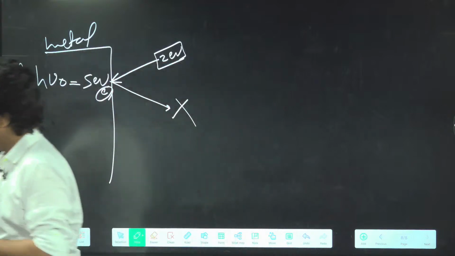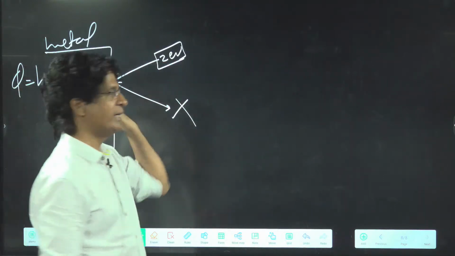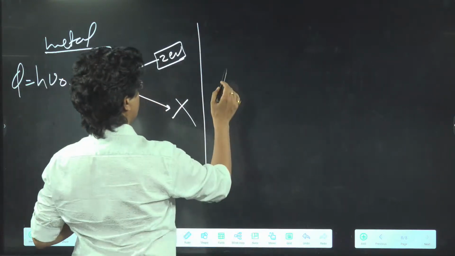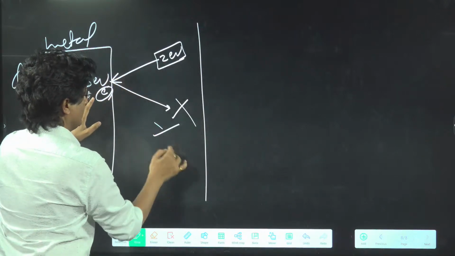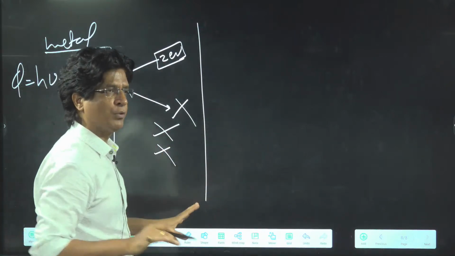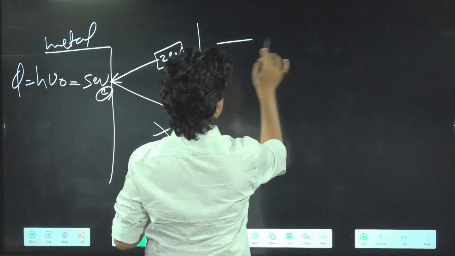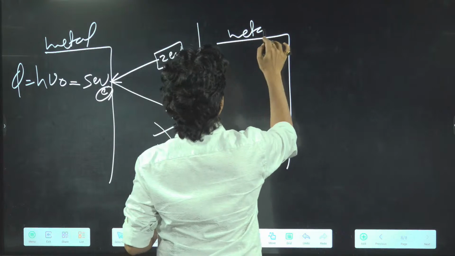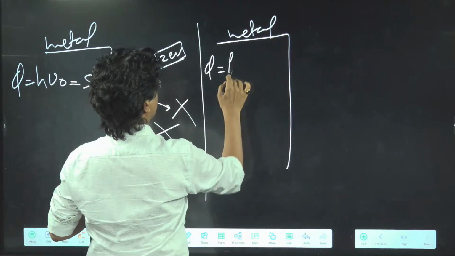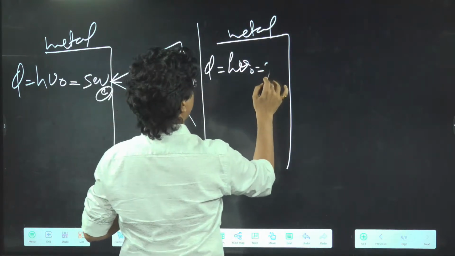Yes or no? That's good. That's really good. So over here, he said the electron is never ever going to come out. You keep waiting for infinite time, nothing will happen. But suppose we are having the same metal, where phi, that is h nu naught, is equal to, say, 5 electron volt.